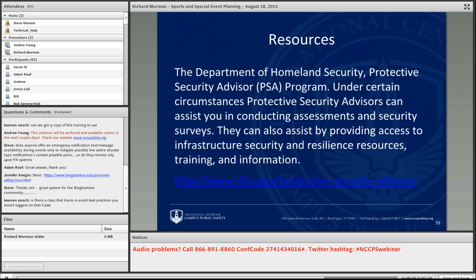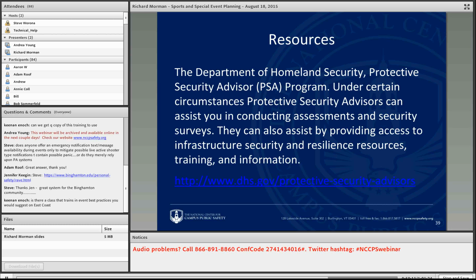I want to give you some resources to start with. There's a program I got involved with a long, long time ago and discovered is a great resource. If you don't have one in your area, I would encourage you to reach out to identify if you do. That's the Protective Security Advisor Program with the Department of Homeland Security. They can come in and help you do a threat and risk assessment on your venue. A very good asset. It doesn't look like there's a lot of grant money available right now. We did use this program two different times to procure money to enhance our security presence at Ohio State.